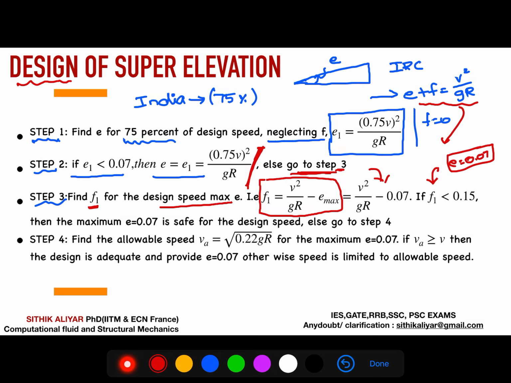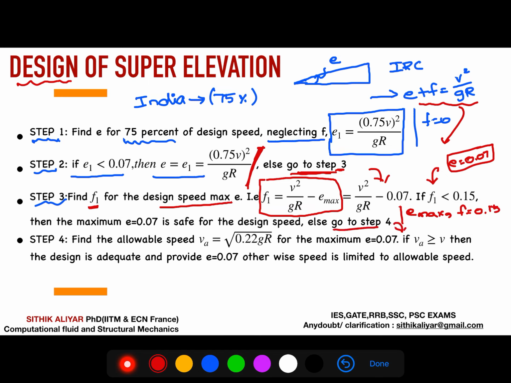If your answer is less than 0.15, it means to counteract the overturning, we are now asking the help of friction. The friction can help maximum up to 0.15. So if your requirement is less than 0.15, then it's okay. Provide the 0.07 and close the problem. Else, if your required friction is more than 0.15, then you cannot do anything, because already you have provided maximum superelevation and already you have considered the maximum friction also. So then you have to go to step 4.